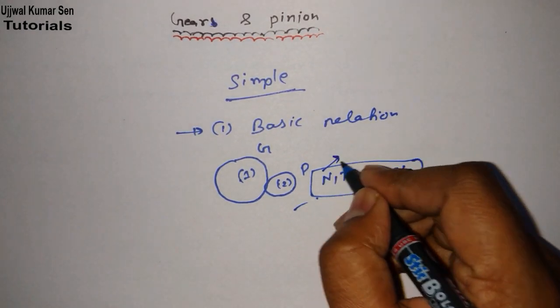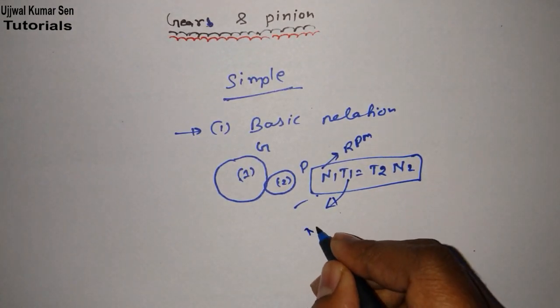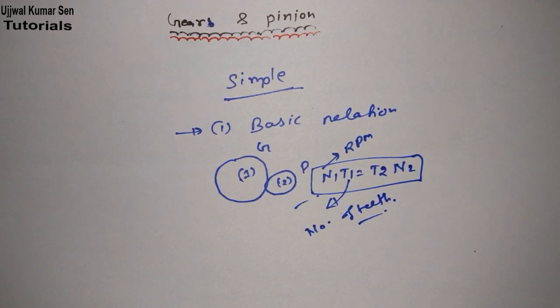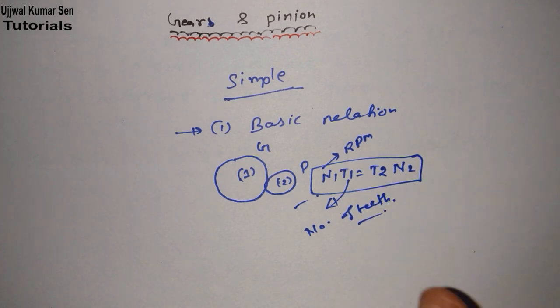So what is N? Basically this is RPM, revolutions per minute, and T is the number of teeth. Okay, so N here is RPM, and T is number of teeth. The same for N2 and T2 also.